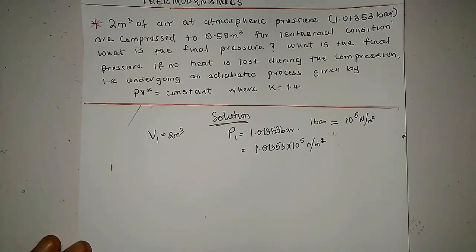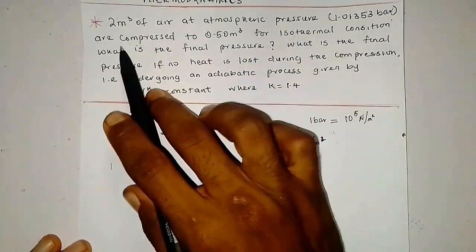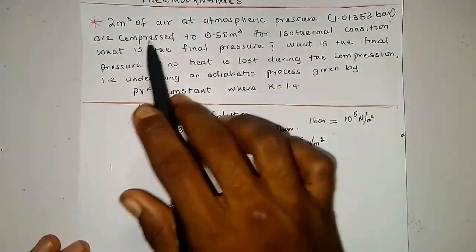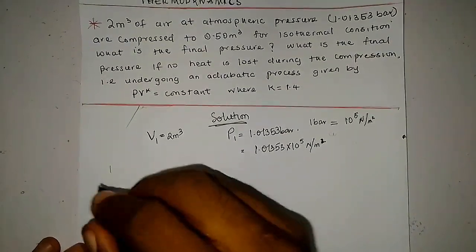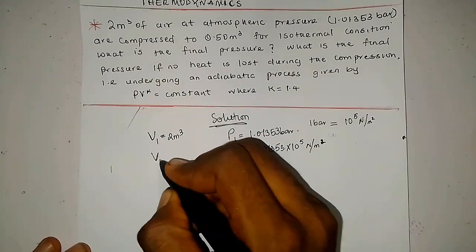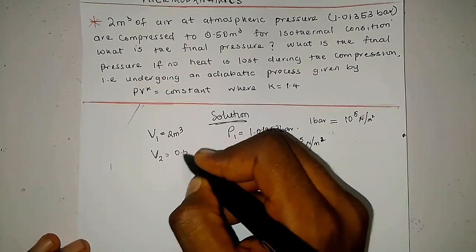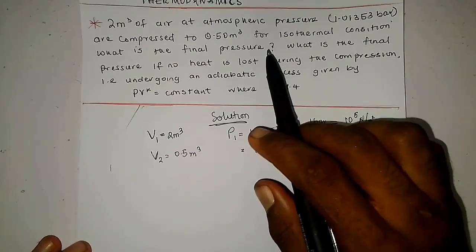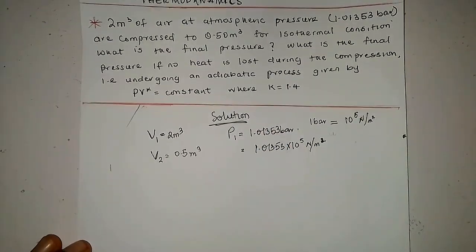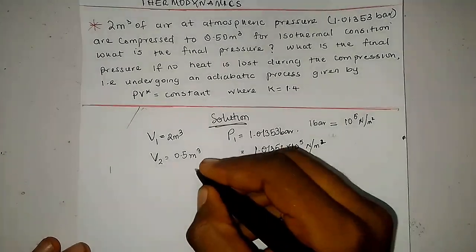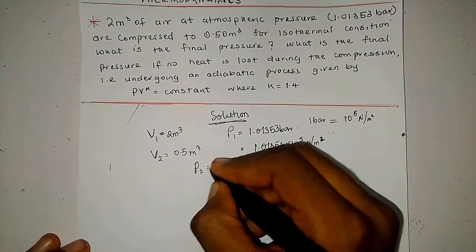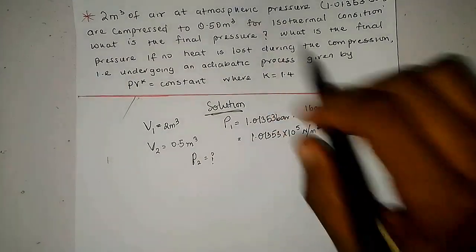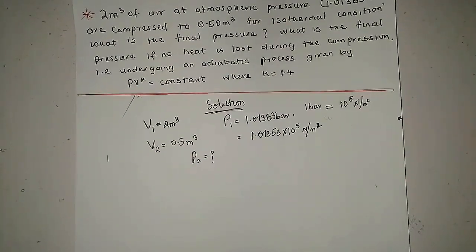So that's that. Then it was compressed. The air, at this atmospheric pressure, was compressed to 0.5 meter cube, which is our V2, 0.5 meter cube. Now, what did they ask us to find? They asked us to find, at isothermal condition, what is the final pressure. So we're looking for the final pressure. Before we go into the rest of the question, let's first solve this aspect.